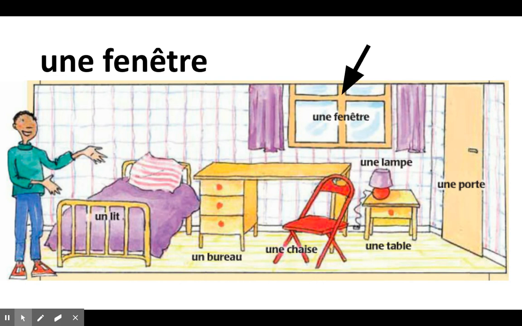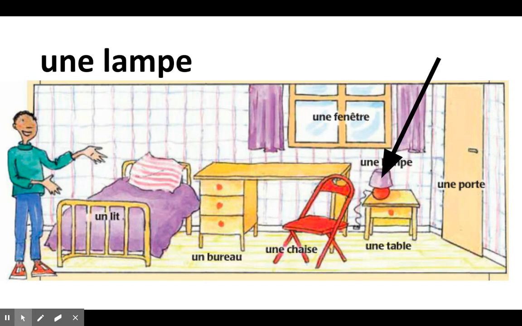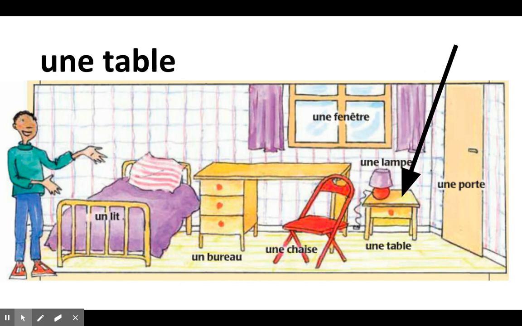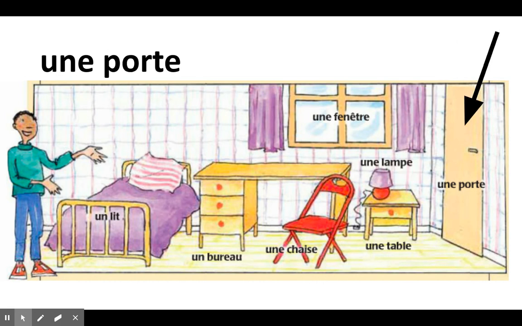The window, une fenêtre. Say it after me, une fenêtre. Excellent. A lamp, une lampe. Répétez, une lampe. Une lampe. Remember, you can pause if you need to write things down. Next one, une table. Répétez, une table. Une table. And the last one is a door. Répétez, une porte.